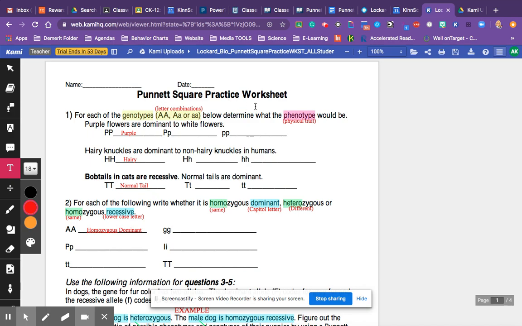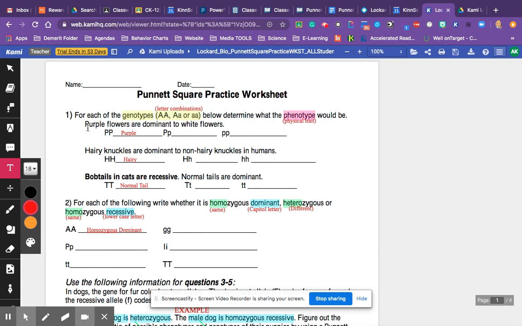Now, below, determine what the phenotype would be. Phenotype is another word you need to get familiar with, and that is the physical characteristics. So basically, because of what genes it got from its family, what does it look like? Phenotype is its physical traits. What does it look like?